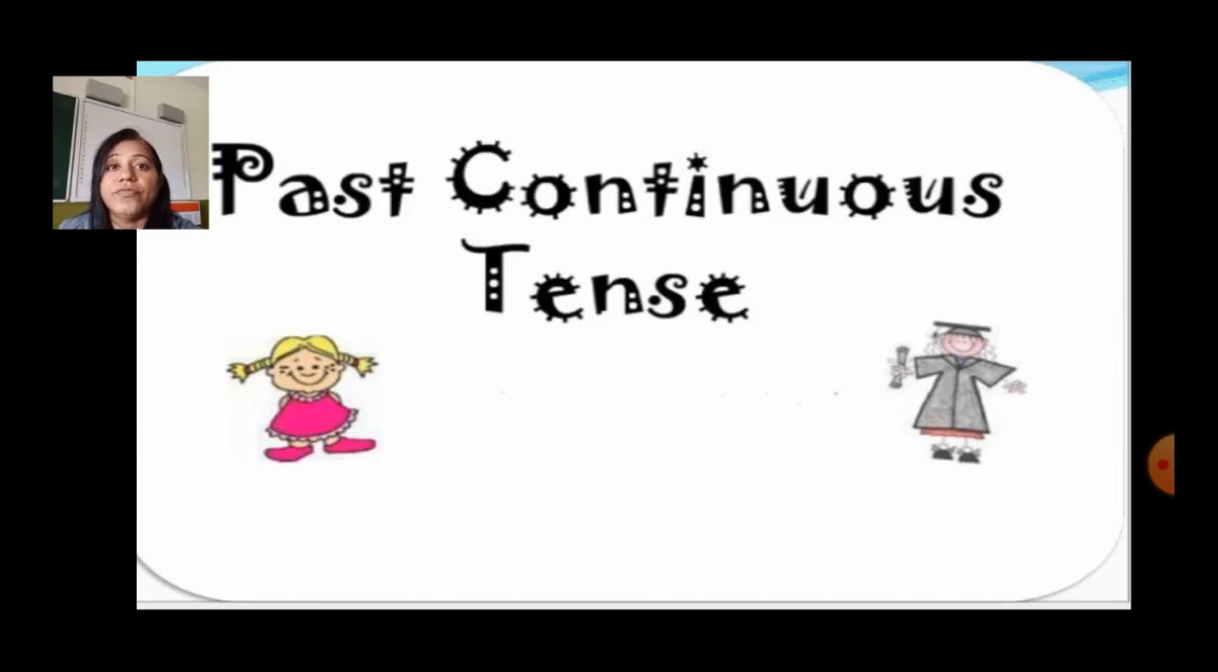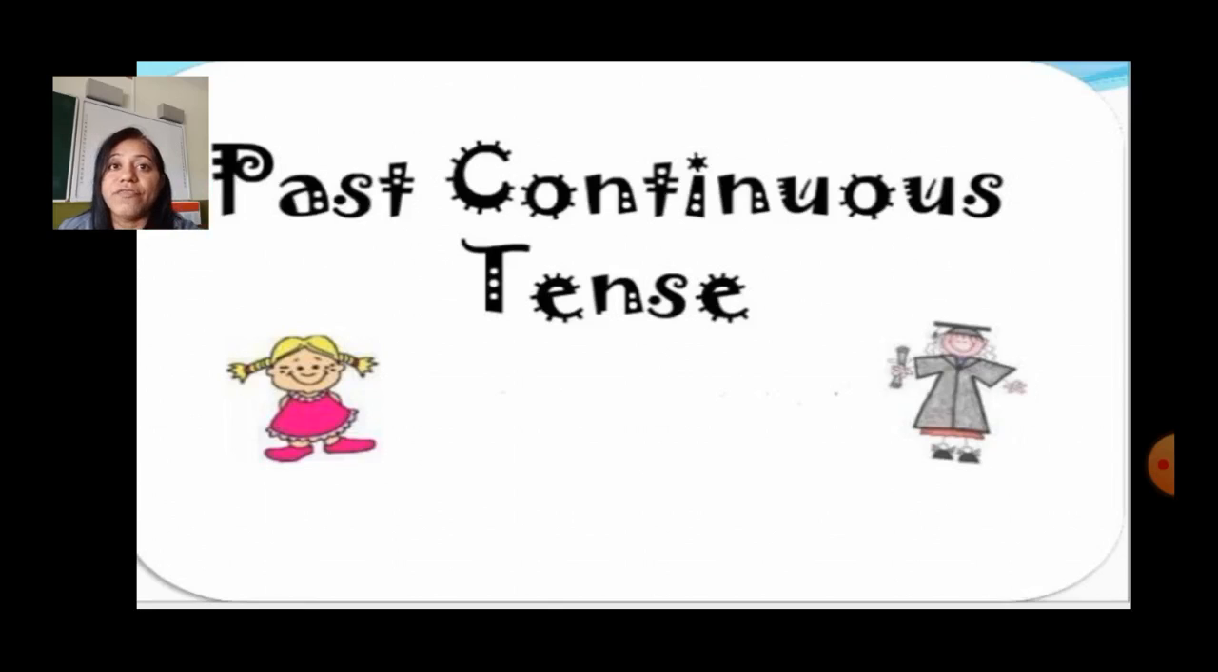Okay, now first we will see what is past, that we have seen. Now we will see the second word, continuous. What does the word continuous mean? Ongoing process. The action which is ongoing, that action is known as continuous. But it should be in the past. So we can say that it is past continuous tense.